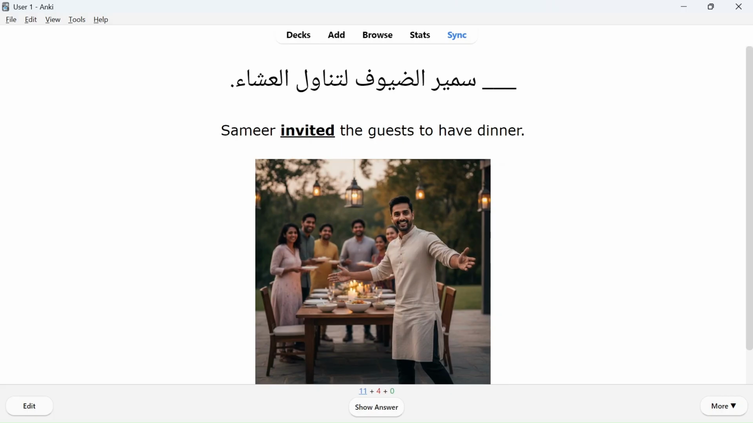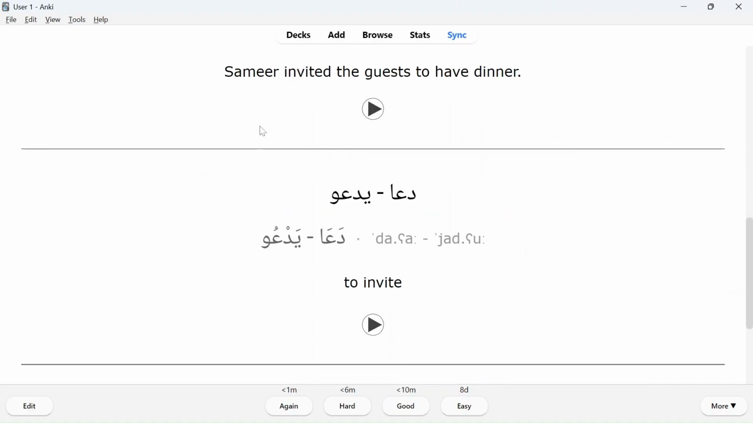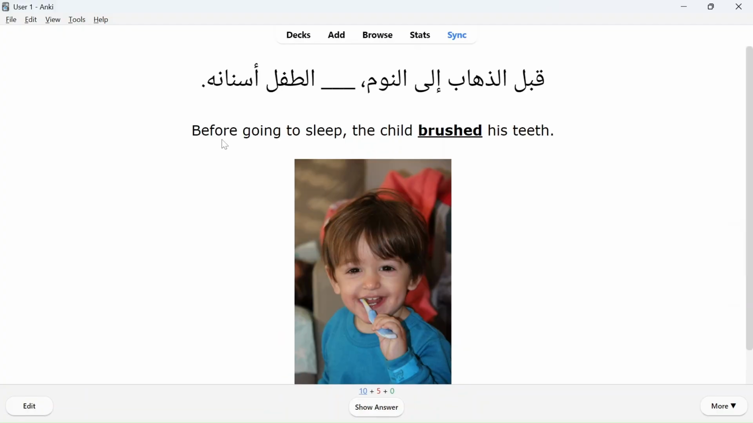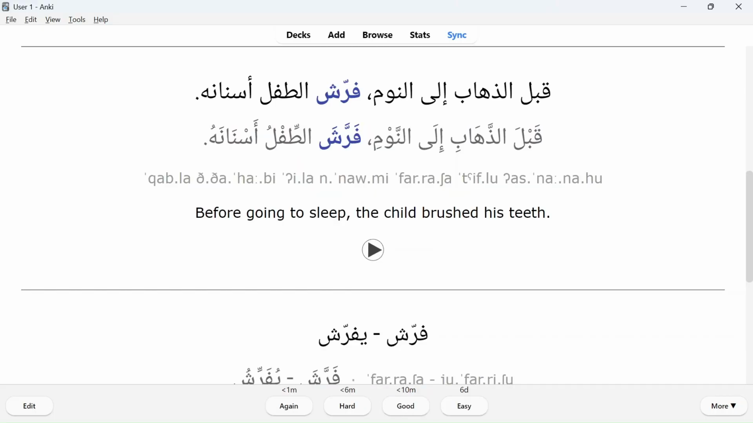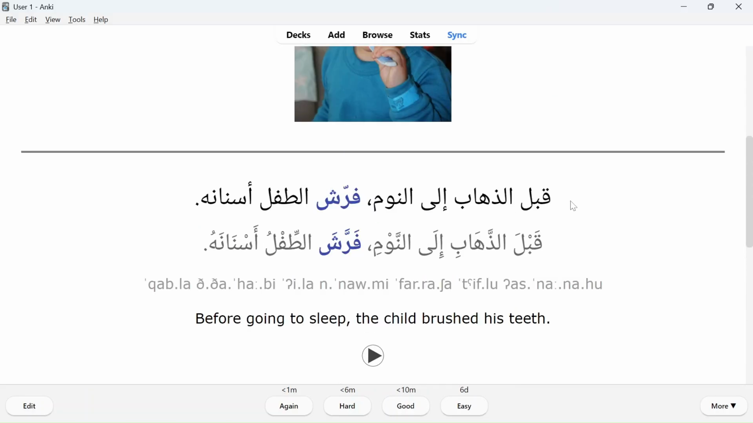Samir invited the guests to have dinner. How do you say invited? دعا سمير الضيوف لتناول العشاء. دعا يدعو. And again, sentence area, verb area, and we see the root and the form. Let's do one more. Before going to sleep, the child brushed his teeth. How do you say brushed? قبل الذهاب إلى النوم فرش الطفل أسنانه. فرش يفرش. Great.